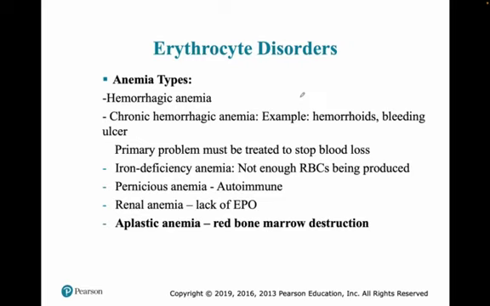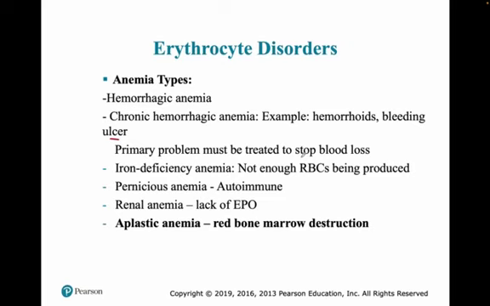For example, hemorrhagic anemia, which can happen from accidents, where suddenly you're losing blood. You have to be given blood again. Blood has to be replaced. If it's chronic hemorrhagic anemia, for example, you are continuously losing blood, and that can happen if a person has an ulcer. Then that blood loss again has to be stopped.